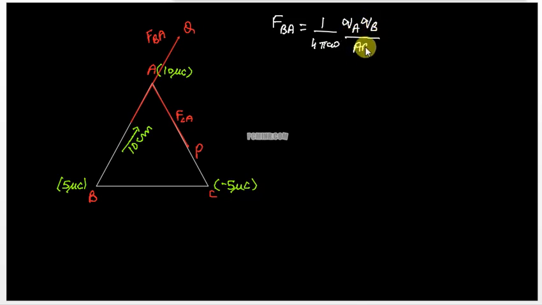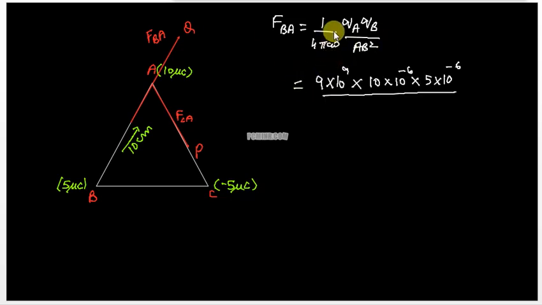So we just substitute the values and we get FBA as, so 1 upon 4 pi epsilon naught is 9 into 10 to the power 9 times the charge at A, that's QA, is 10 microcoulomb, so it's 10 into 10 to the power minus 6 into 5 times 10 to the power minus 6 as 5 microcoulombs, and upon 10 centimeter is 0.1 meter, so 0.1 square. And when you solve this, you would get a 45 Newton of repulsive force, right?